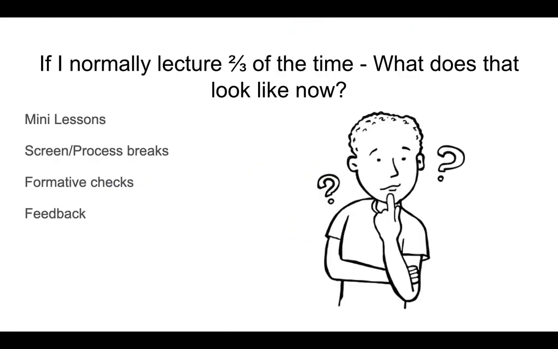I've had the question prompted that if I normally lecture two-thirds of the time, what does that look like now? It looks like mini lessons, screen and processing breaks, lots of formative checks, and lots of feedback. And so 25 to 50% of the time is what is recommended by the district for direct instruction. So what you want to do here is break up your lessons into tiny parts, giving them breaks in between, and formatively check multiple times in every single day.